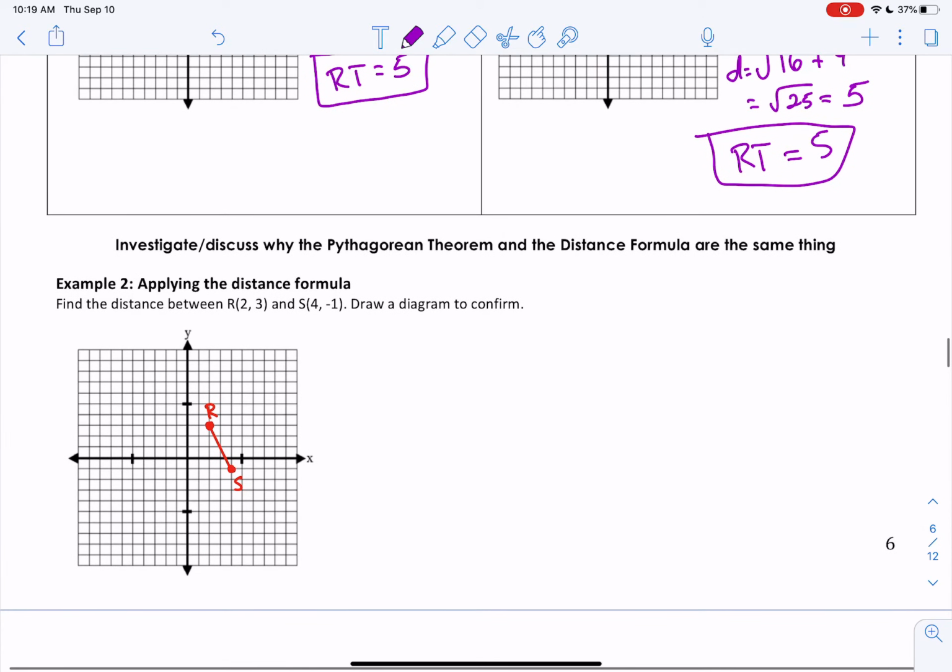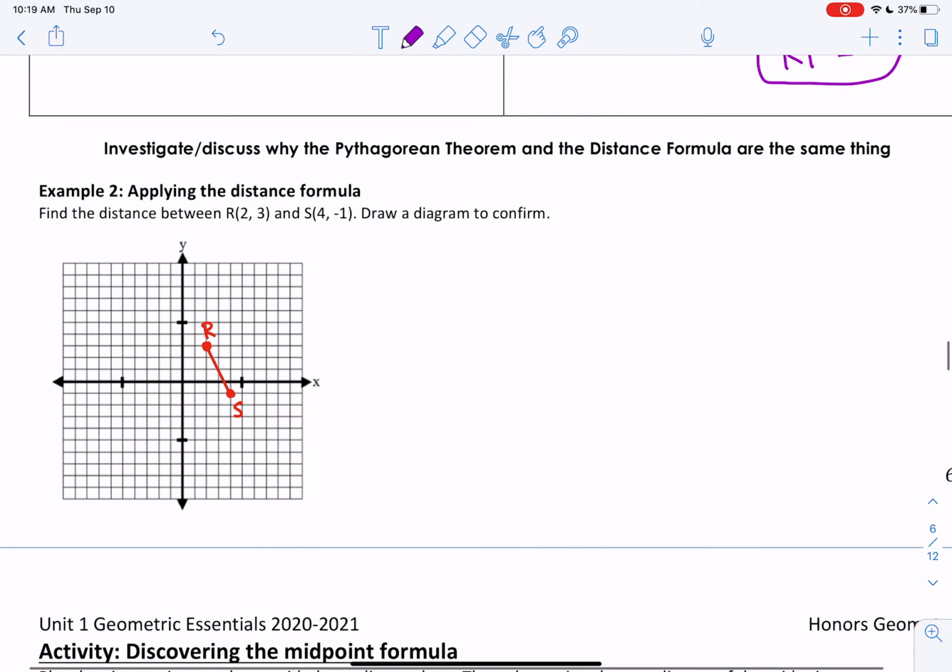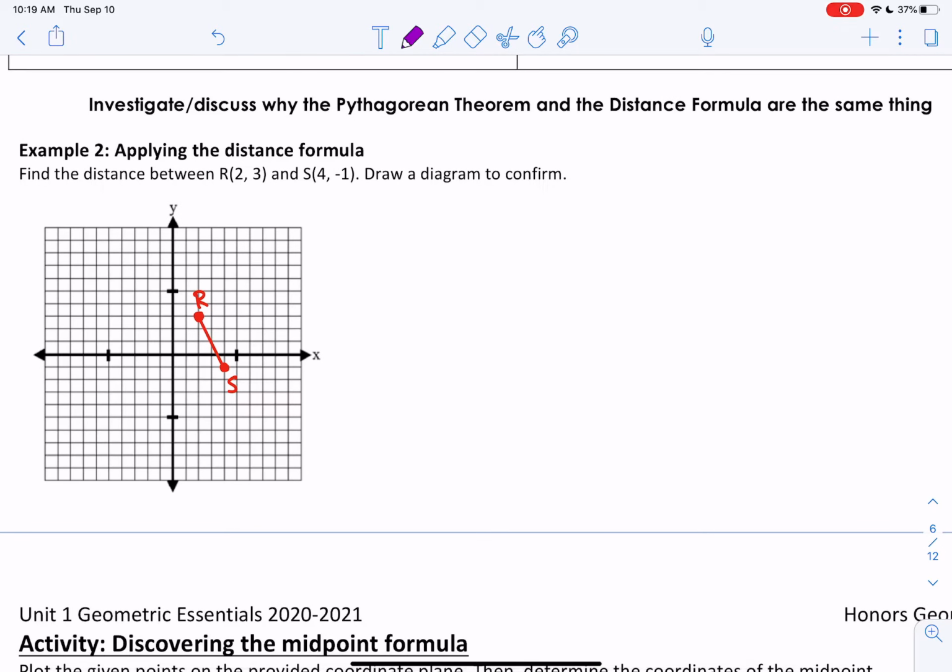All right, so go ahead, and I want you guys to try this one on your own. At least plug it into the formula. Pause the video right now, okay, and plug this into the formula. Make sure we're plugging it in correctly, and then we'll come back together in a minute.